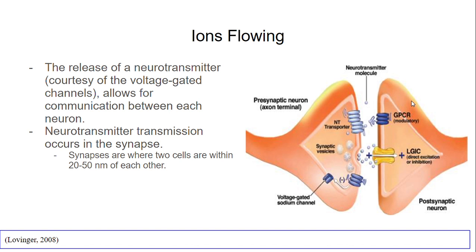Again, as I said, these synapses are not connected. They are within 20 to 50 nanometers of each other. And the neuron that is sending the neurotransmitter is called the presynaptic neuron. This is the releasing transmitter. The one that is receiving is called the postsynaptic neuron.